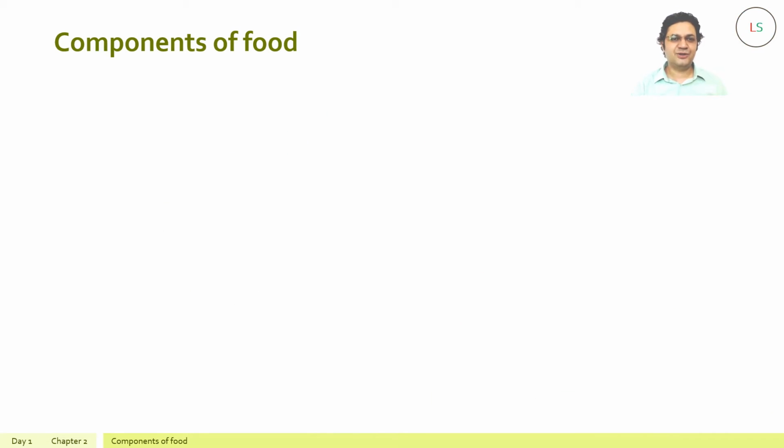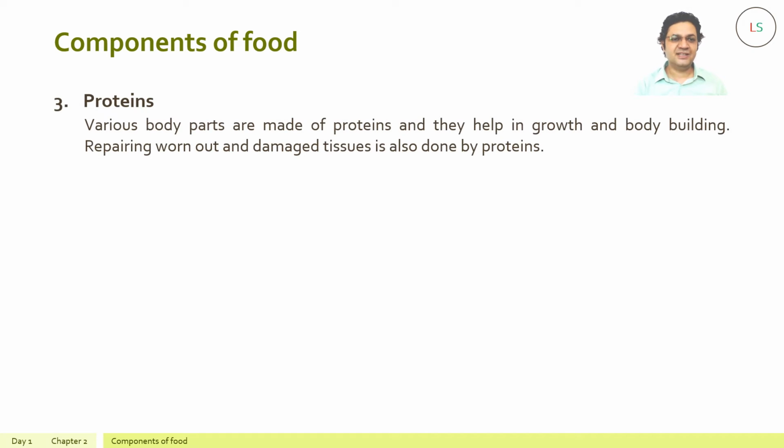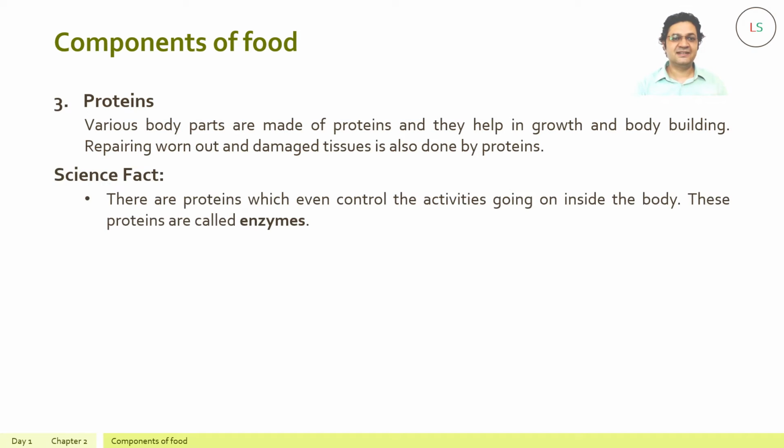The next component of food is proteins. So various body parts are made of proteins and they help in growth and body building. Repairing worn out and damaged tissues is also done by proteins. Now a science fact related to proteins. There are proteins which even control the activities going on inside the body. These proteins are called enzymes.